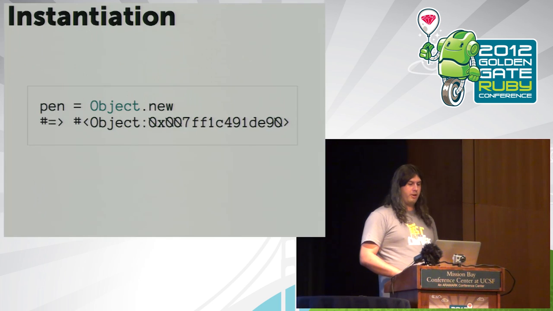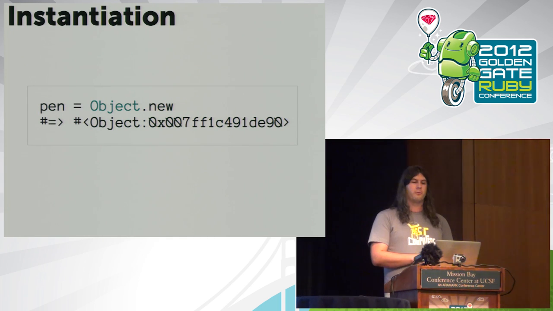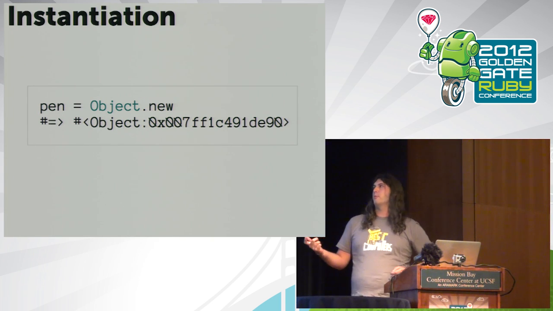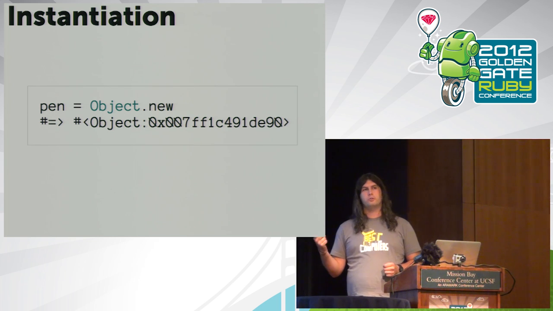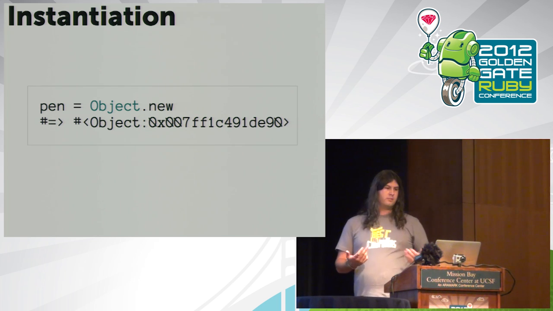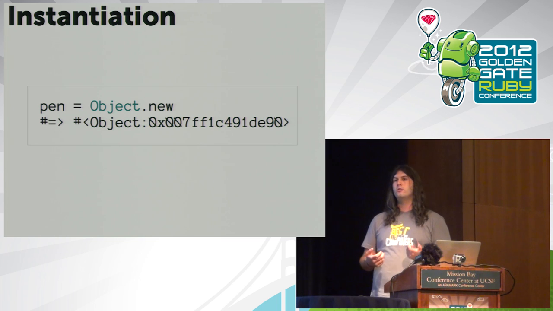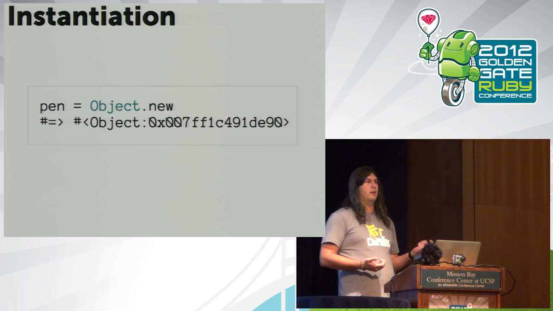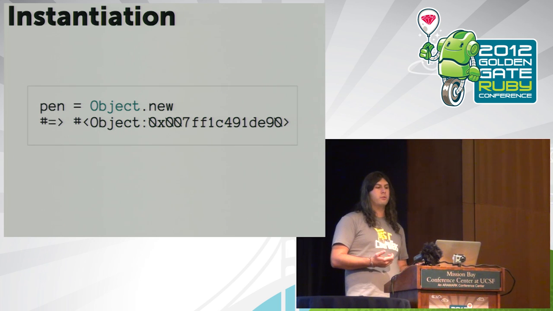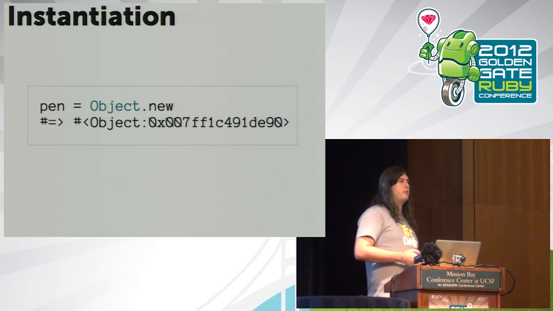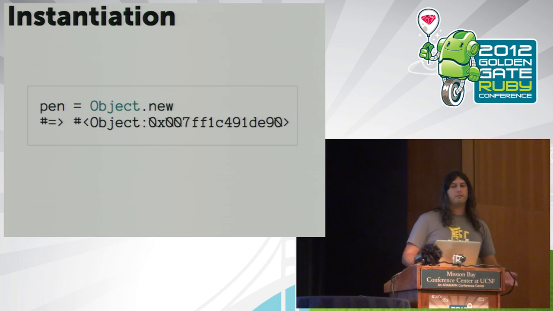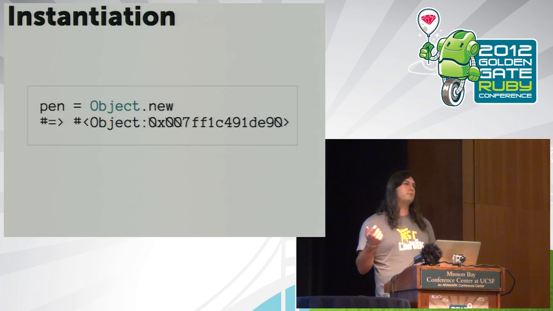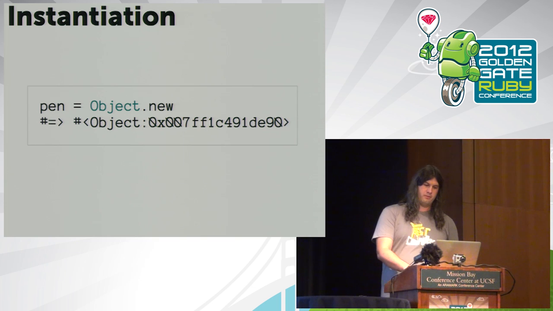And like every good story, it begins with Object.new. So this first concept that we have here, there's a message called new, which you can send to any class, and you will get back a new object of that class. And we've just given this object a name, which is pen. So rather than talk about, well, this is a variable, and we're setting a variable, we're giving a name to an object that we want to use.